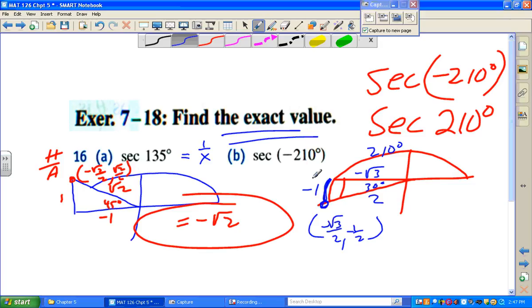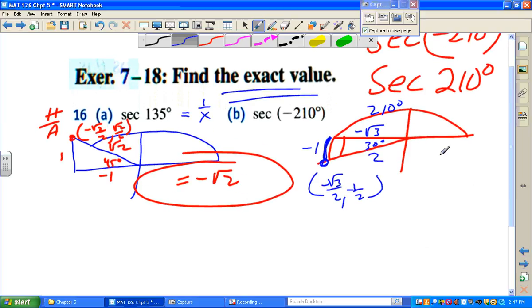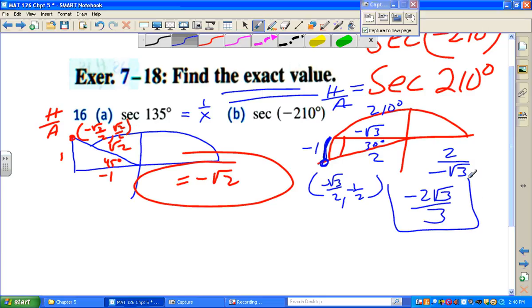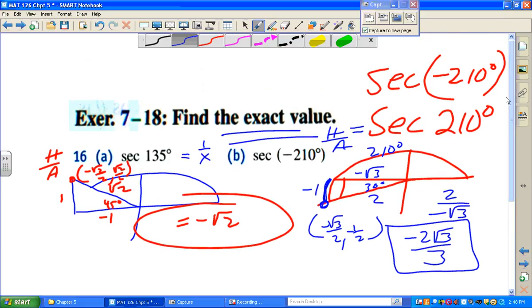Let's see, Rachel, what'd you get? That would be for cosecant. I think for secant is hypotenuse over adjacent. Yeah. Negative 2 root 3 over 3. Correct. So I dropped the negative to a positive angle. Doesn't affect the ratios, just affects the angles.